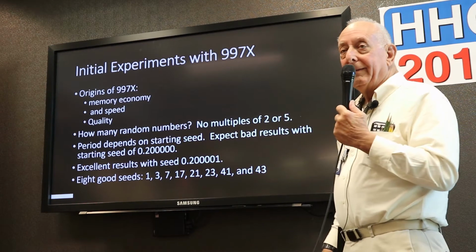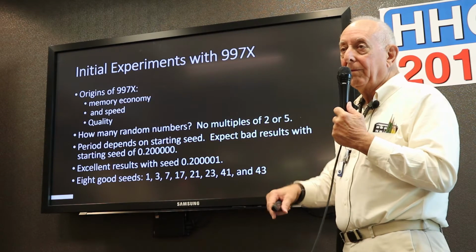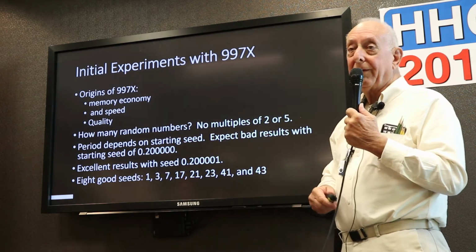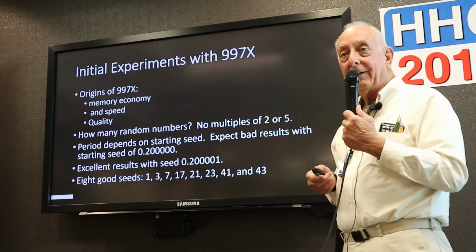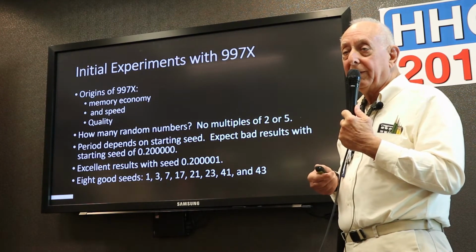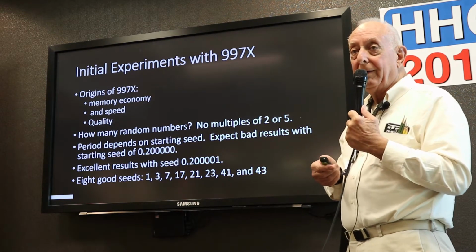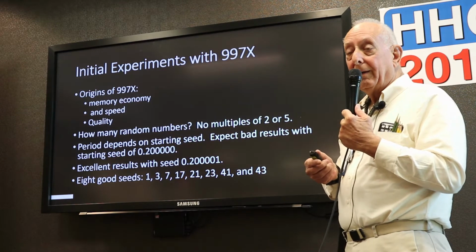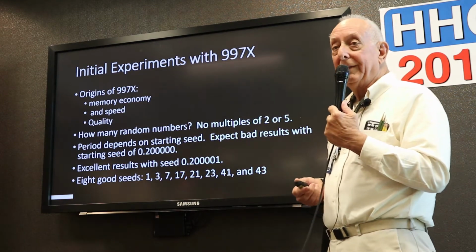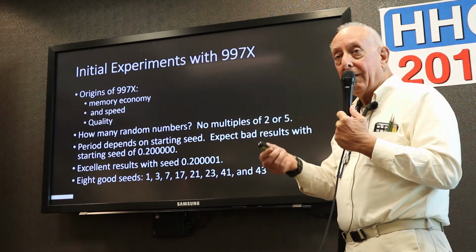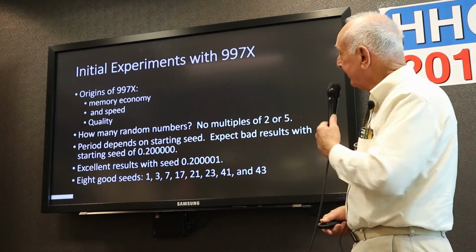And if you go in Knuth, in which he regurgitates an earlier theorem, Knuth has a theorem that says that a good multiplier that gives you maximum period would be 197 plus some multiple of 200. So it's 197 mod 200. And once again, that's what we have here.